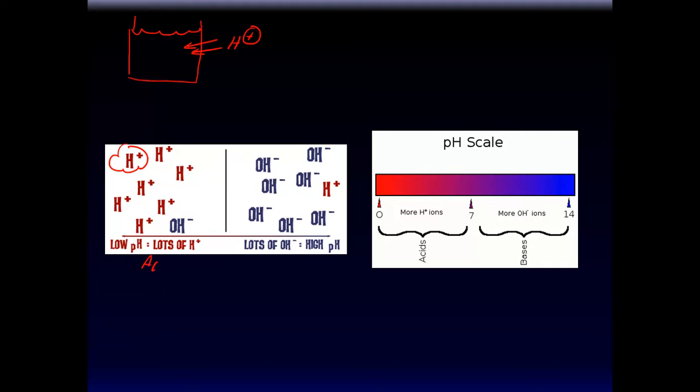A base is a compound that has lots of hydroxide ions and very few hydrogen ions. So this here is a hydrogen ion, which is just a hydrogen atom with its electron stripped off. A hydrogen atom has one proton and one electron. When the electron leaves, you have a hydrogen ion, a proton minus the electron. So a hydrogen ion is just a hydrogen atom without its electron.